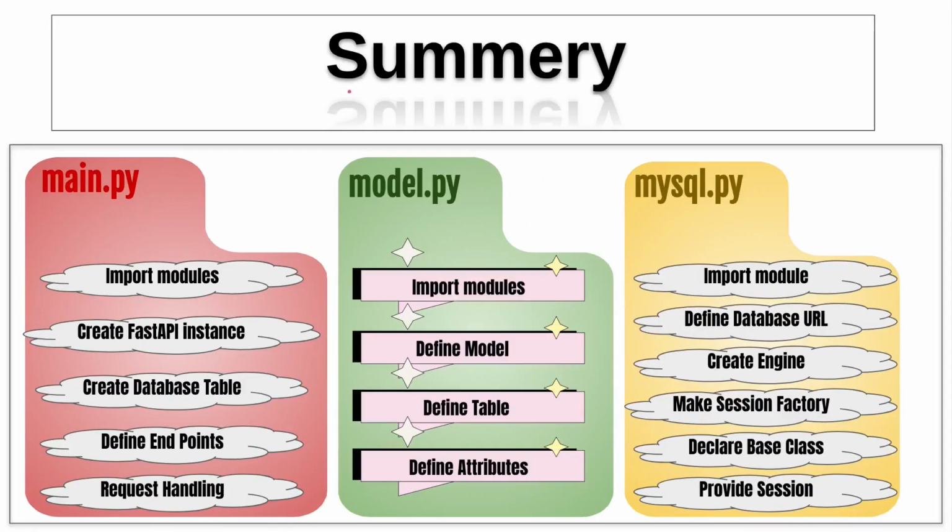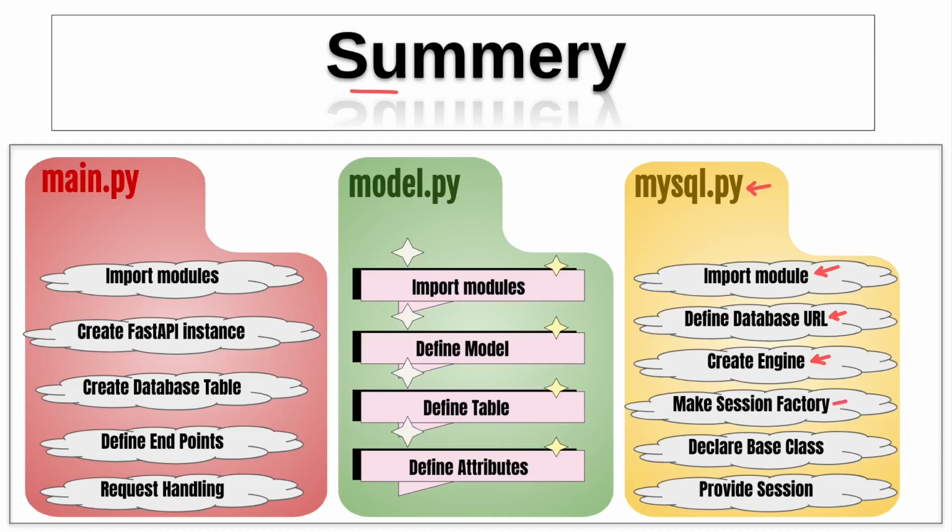Now let's summarize those diagrams. First, mysql.py. First of all, we will import the necessary modules. Then we define the database URL. This URL tells where the database is and how to connect. Then we create the engine. This engine connects Python with the database.